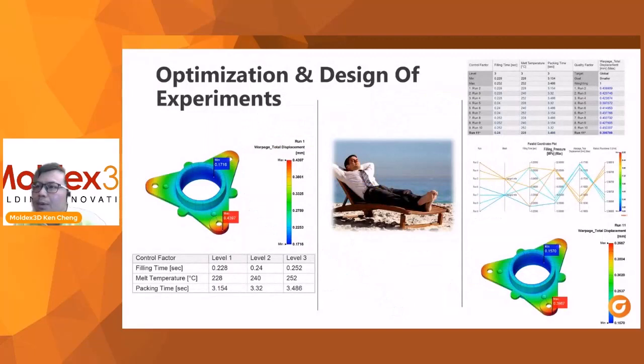Another one is you are able to run virtual DOE through Moldex3D. So for example, on the left button, there are three control factors: flow time, melt temperature, packing time. And based on those three control factors, you are able to run virtual DOE, and then you could give the initial process condition to your process guy in order to get a minimized warpage.